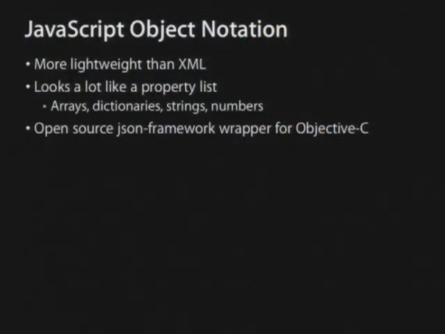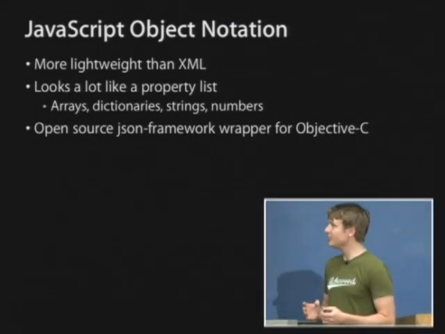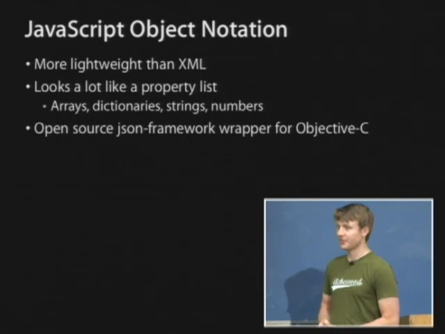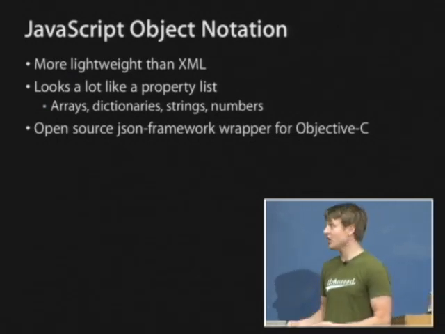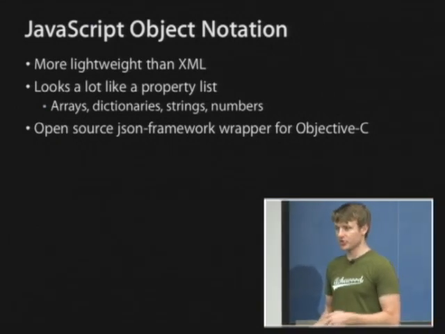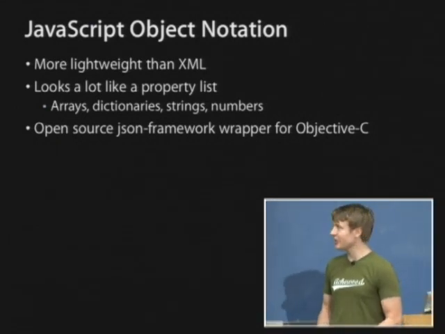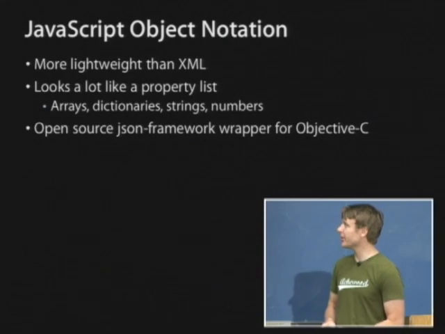What we're actually going to be using under the hood for the present assignments is JSON, which stands for JavaScript Object Notation. And JSON is more lightweight than XML. Especially given that we just talked about property lists, it's very, very similar to property lists. It's a nested series of arrays, dictionaries, strings, numbers, Boolean values. So if you know property lists, this will look very familiar.